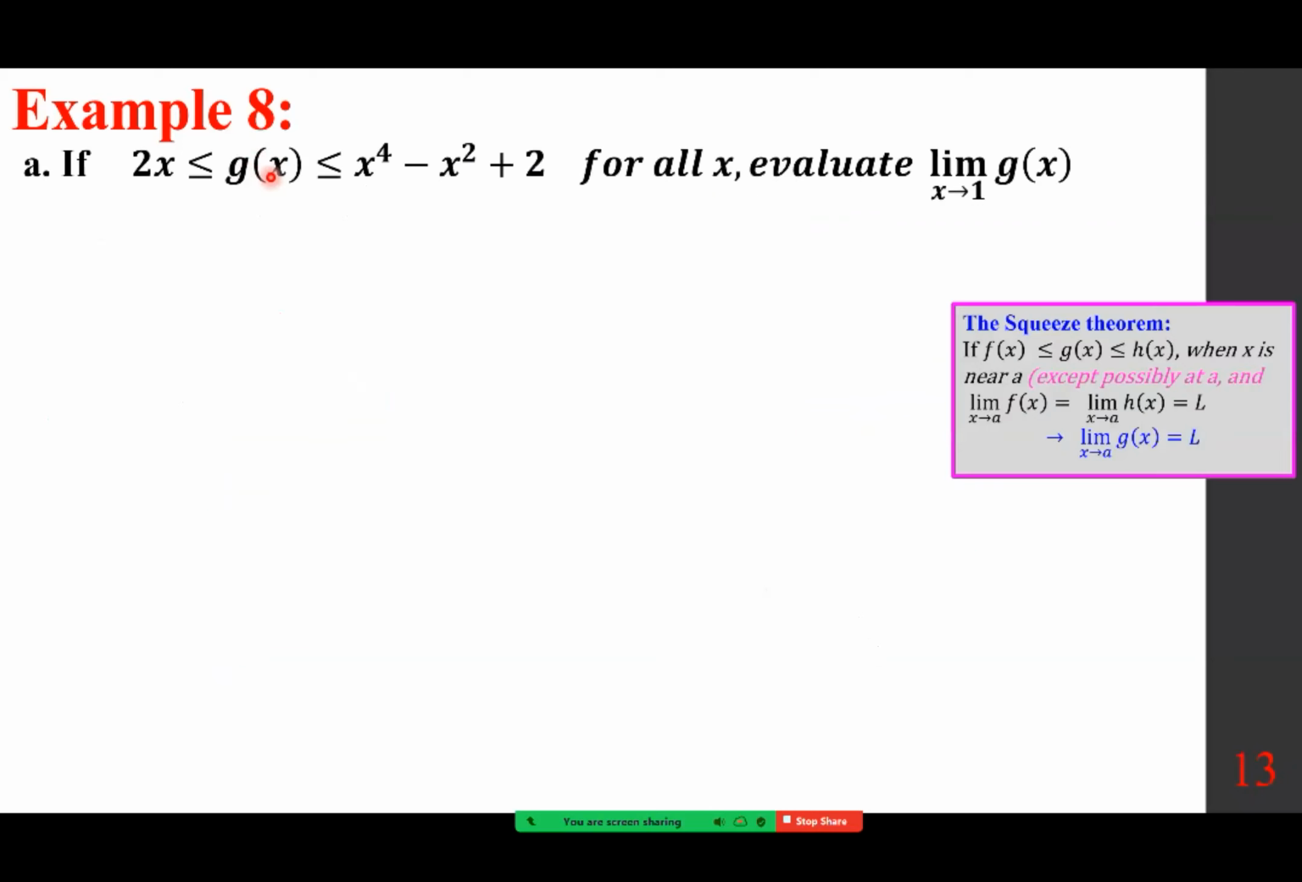If g of x is between 2x and x to the power 4 minus x squared plus 1 for all x, evaluate the limit of g of x as x approaches 1. We are going to use what's called the squeeze theorem. If f of x is less than or equal to g of x less than or equal to h of x, when x is near a except possibly at a, and limit of f of x as x approaches a and limit of h of x as x approaches a are the same, then the one in between must have the same limit. Limit of g of x as x approaches a must be L.